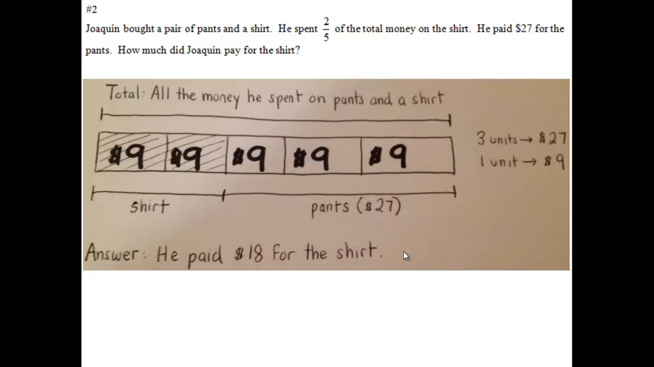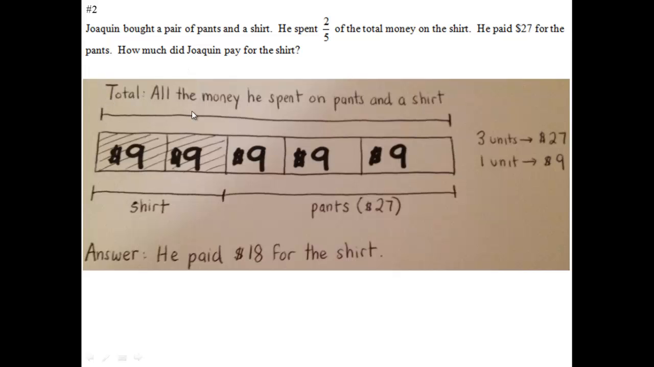Check out number 2. This is about Joaquin buying a pair of pants and a shirt. He spent 2/5 of the total money on the shirt. He paid $27 for the pants. How much did Joaquin pay for the shirt? Now, here's what my bar model looked like. Hopefully you got the same answer and the same look of the bar model. Interesting. In this one, the answer was he paid $18 for the shirt.